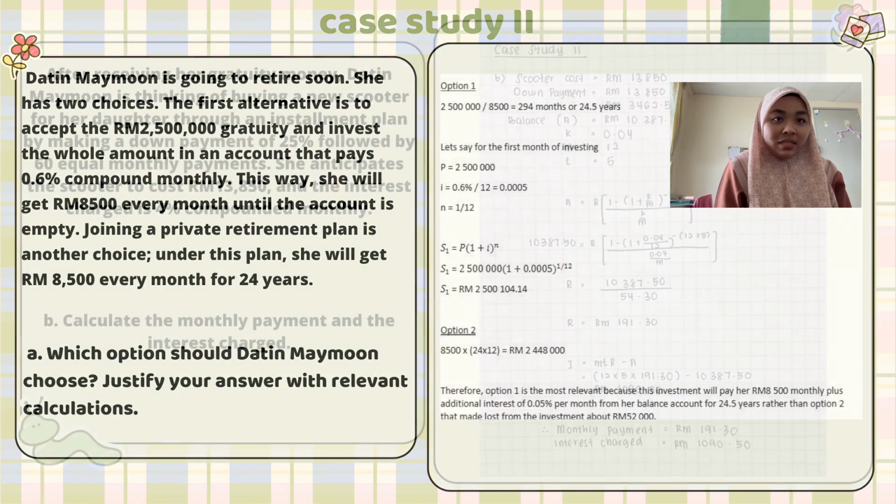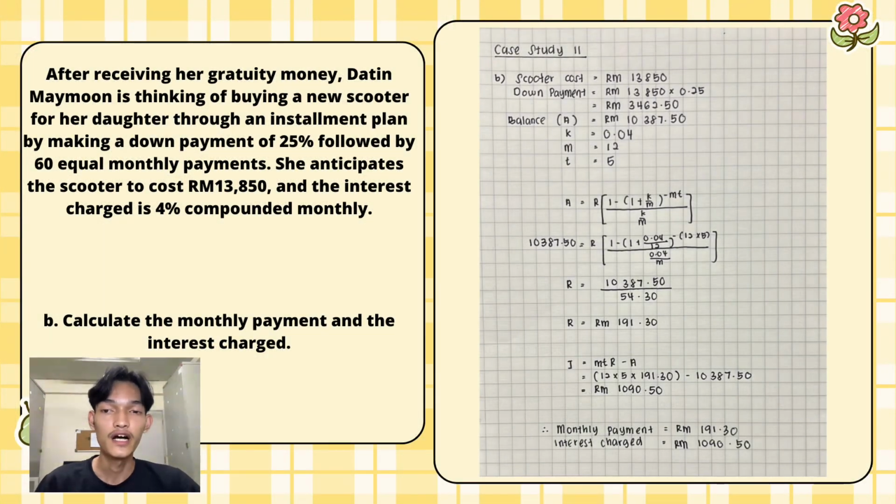that makes a loss from the investment of about 42,000. For question B, after receiving her gratuity money, Tati Maimun is thinking of buying a new scooter for her daughter through an installment plan by making a down payment of 25% followed by 60 equal monthly payments. She anticipates the scooter to cost 13,815 and the interest charge is 4% compounded monthly. So the scooter cost is 13,815 ringgit while the down payment is 13,815 ringgit times 0.25. You will get 3,462 ringgit 50 cents. So the balance that she needs to pay is 10,387 ringgit 50 cents.